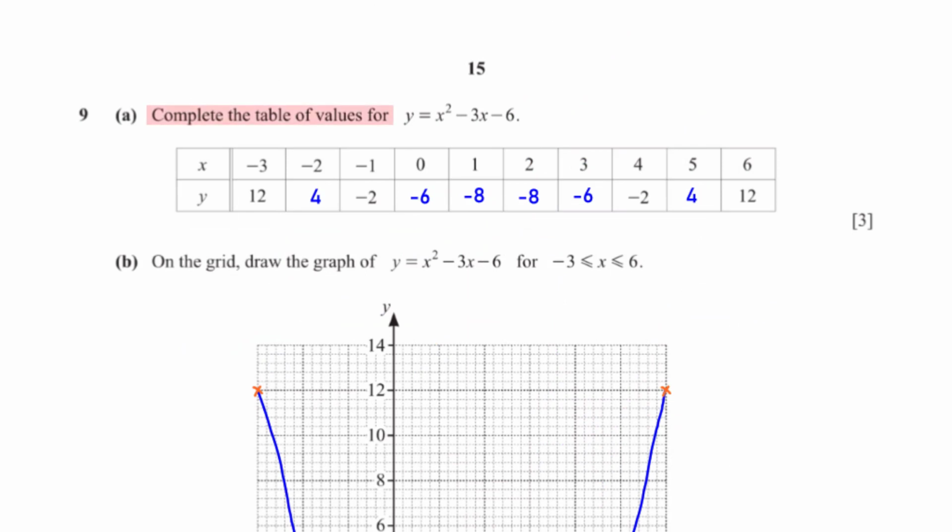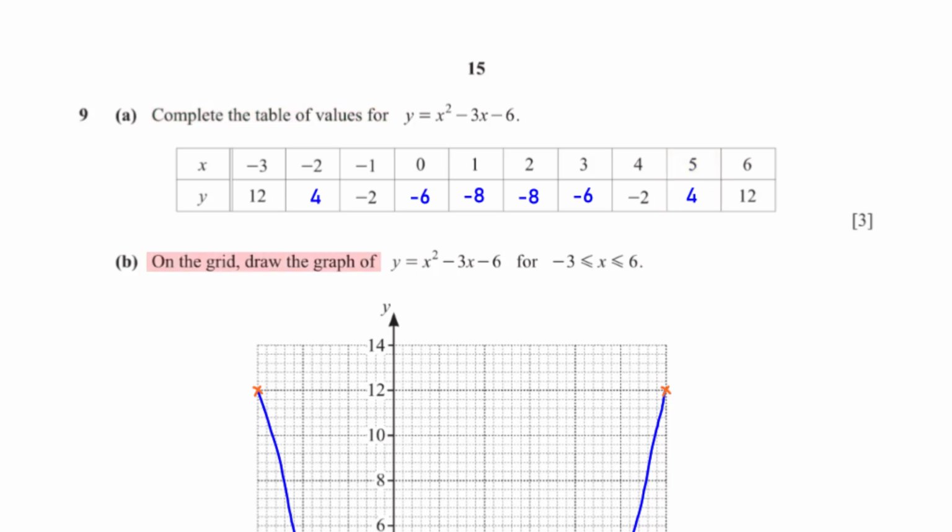Complete the table of values for y = x² - 3x - 6. When we plug in x = -2 into the equation, we get y = 4. For x = 0, we get y = -6. For x = 1, we get y = -8. For x = 2, we get y = -8. For x = 3, we get y = -6. And for x = 5, we get y = 4.